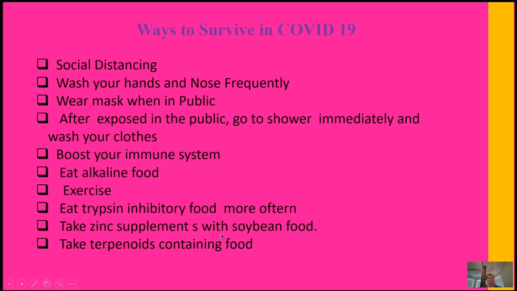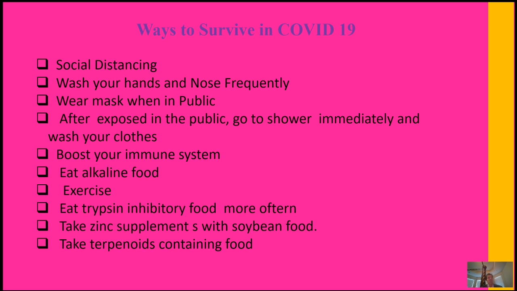Wear a mask when you're in public. Any kind of mask, I believe, is essential to stop the droplets. Even a handkerchief will work. Although it's not 100%, at least it slows down the spread or the lingering of the virus in the air. You can also boost your immune system by eating alkaline food, fruits and vegetables, to make your body more alkaline, because the entrance of the virus in the endocytosis process requires an acidic condition.